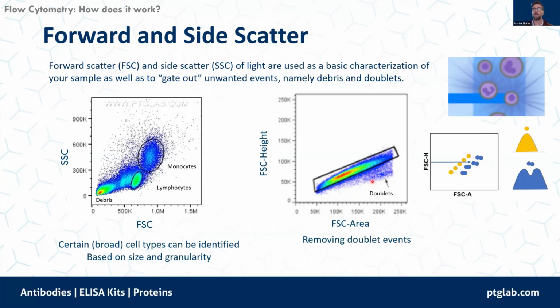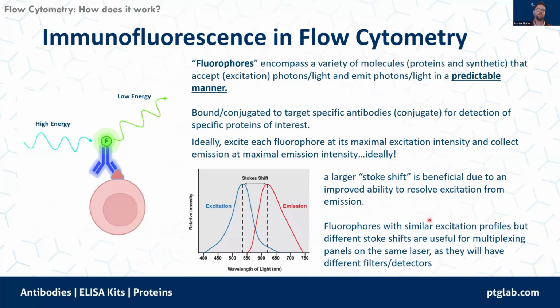Just to further explain that, you can see an example here where we have two cells passing an interrogation point at one time. As the first one passes, we start to get an increase in voltage over time. Then that starts to leave the interrogation point. The next one enters and it creates this double peak of voltage over time. This is how we can identify this particular shift in forward scatter area versus forward scatter height. And then we can gate those particular cells out of our analysis.